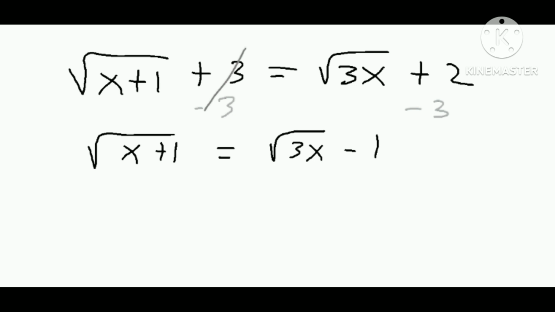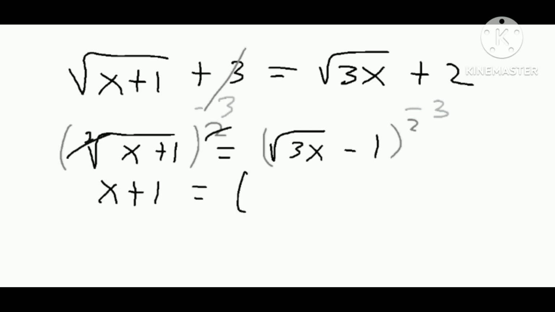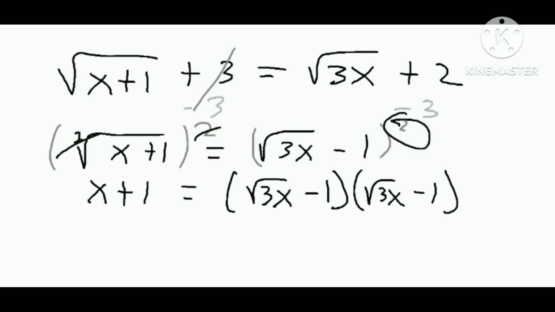So now, we have no choice, but we need to square both sides. If we square it on the left, the 2 and the radical will cancel. So on the left, we'll just get x plus 1. On the right side, we need to FOIL. We need to multiply root 3x minus 1 times another root 3x minus 1 because we have two of them based on the exponent. So we're going to multiply root 3x times root 3x, which will become 3x.